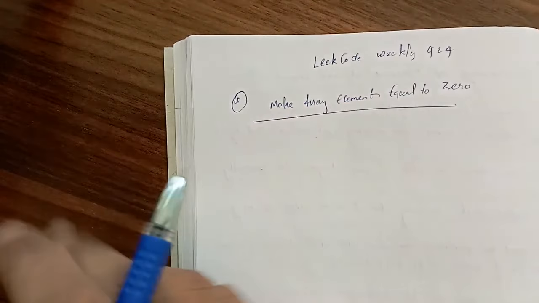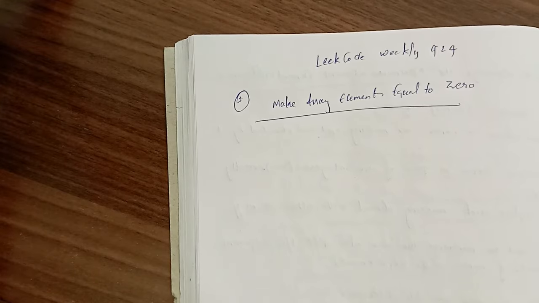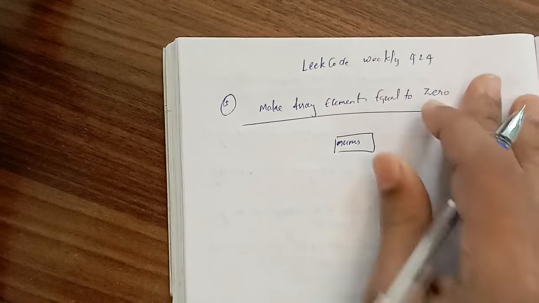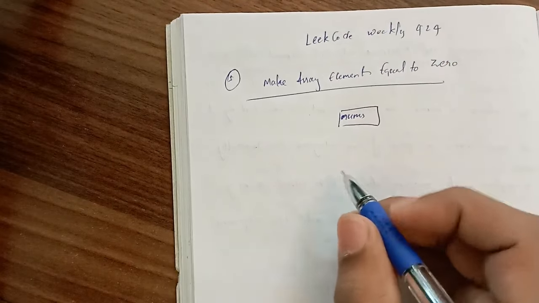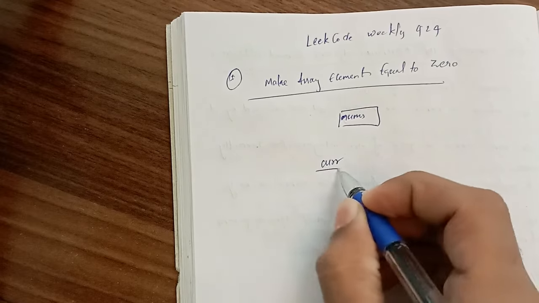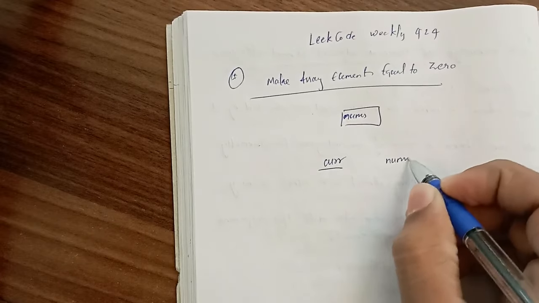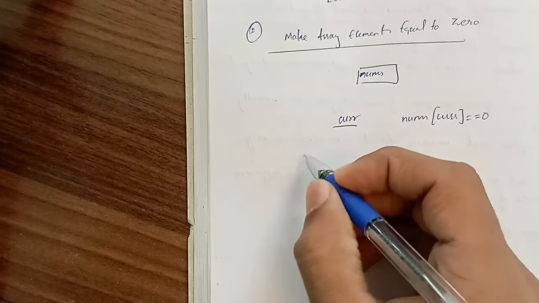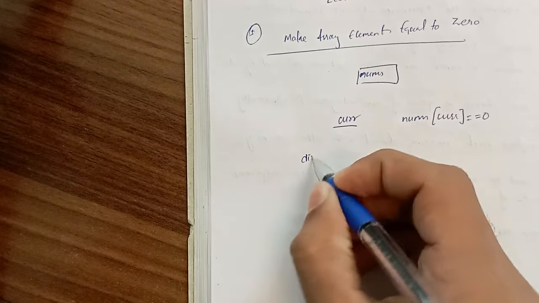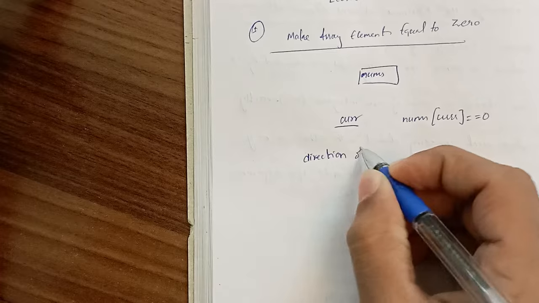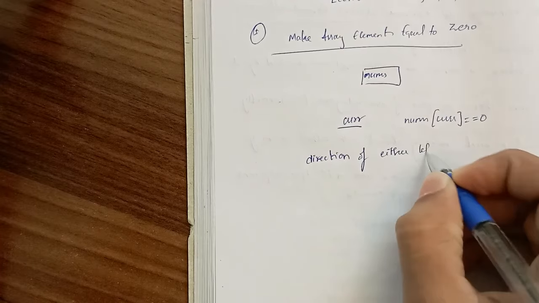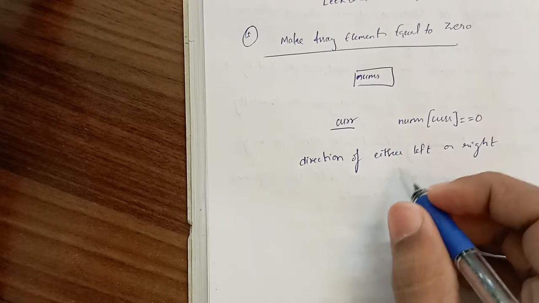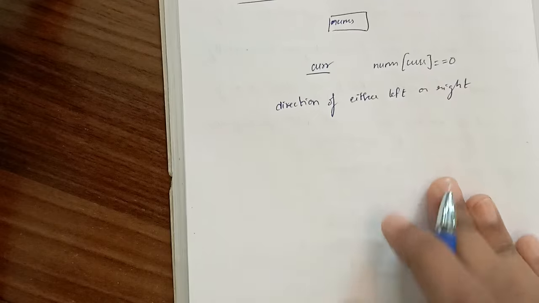Now, in the question we are given an integer array nums, and we need to start by selecting a starting position curr such that nums[curr] is equal to 0, and choose a movement direction of either left or right. After that we need to repeat the following process.